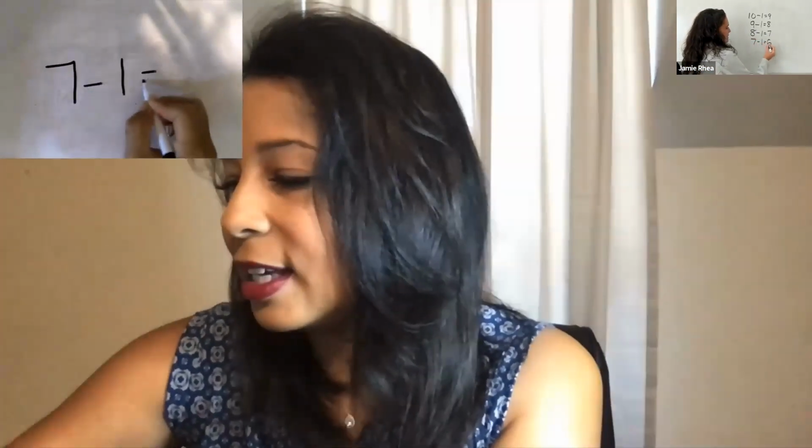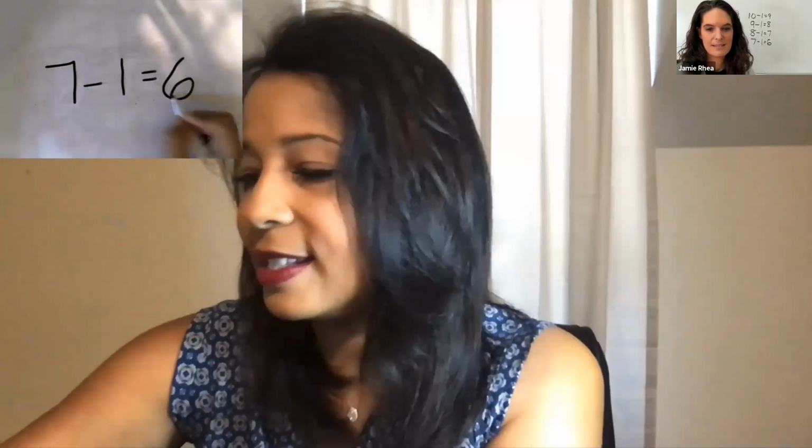Take 1 away. How many do we have? 5, 6. You're right. Getting good at this. Write a number sentence to show what you did. Okay, we started with 7. We took 1 away. 7 minus 1 equals 6.